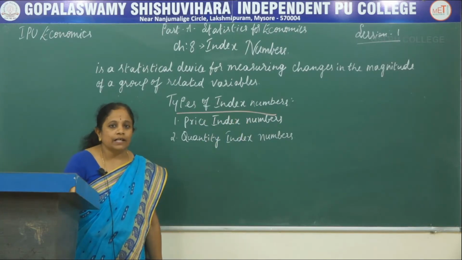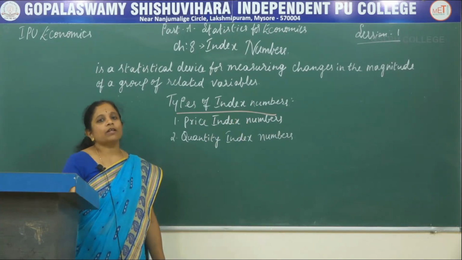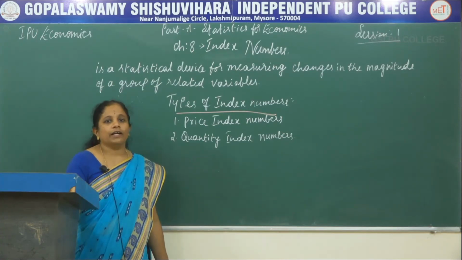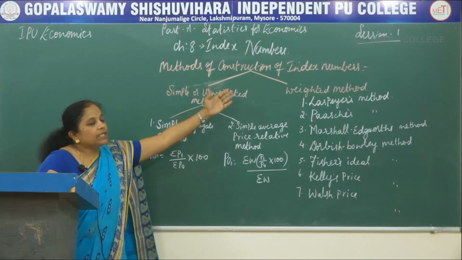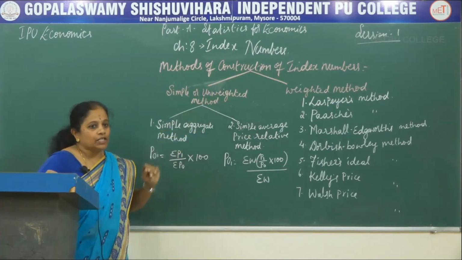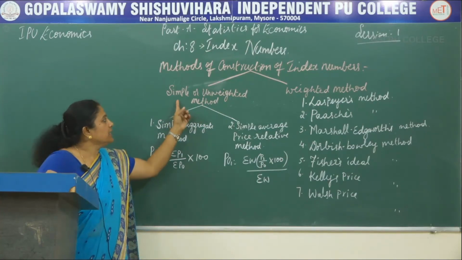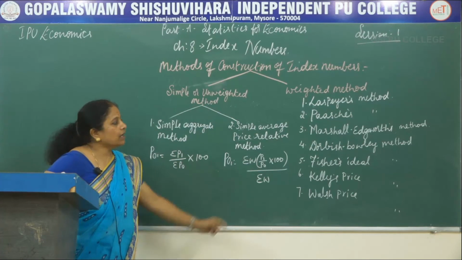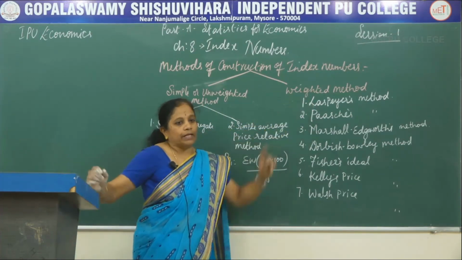So the variation in the quantity is calculated through quantity index numbers, and the variation in the price is calculated through price index numbers. Now let us see the methods of construction of index numbers. These are divided into two. The first one is the simple or unweighted method. The second one is the weighted method.